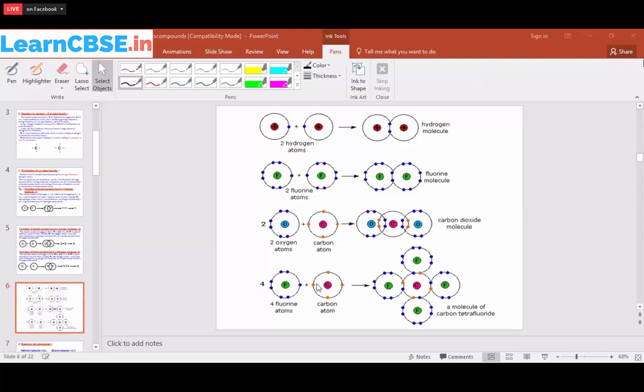Now carbon has 4 electrons in the outermost shell. Carbon can share 4 electrons at a time, but each fluorine can share only one electron. So the 4 electrons will be shared with 4 fluorine atoms. Carbon shares one electron with each fluorine atom. Like this, carbon makes 4 single bonds with the 4 fluorine atoms. So it's CF4.